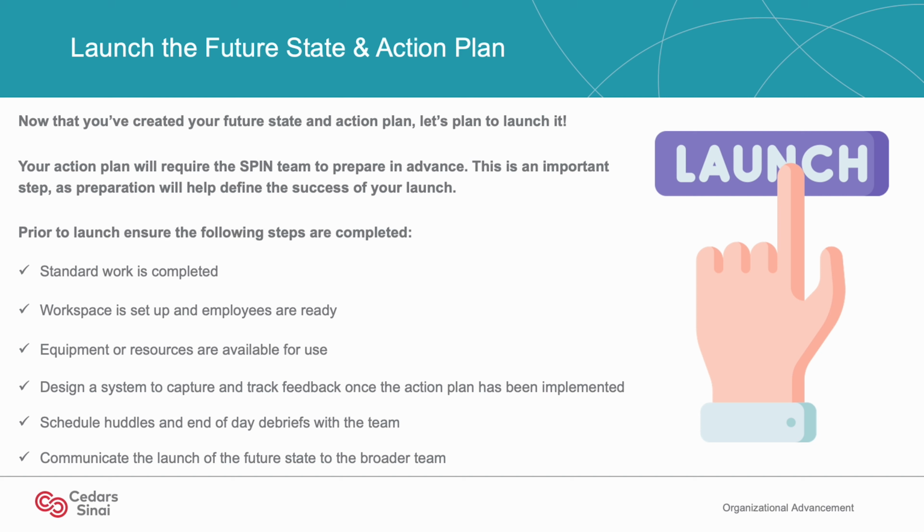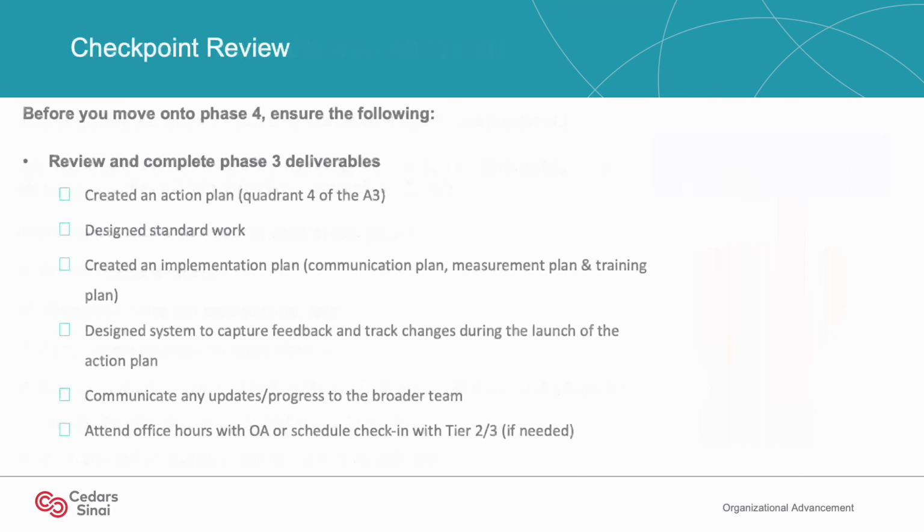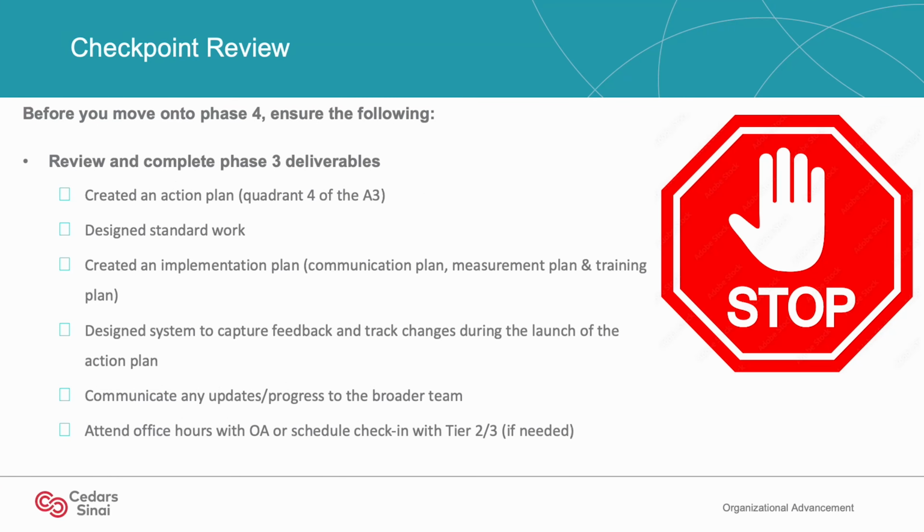Design a system to capture and track feedback once the action plan has been implemented. Schedule huddles and an end-of-day debrief with the team. Communicate the launch of the future state to the broader team. Once you and your team have completed the preparation for the launch, you are ready to go live with your new standard work. That concludes the steps for Phase 3.